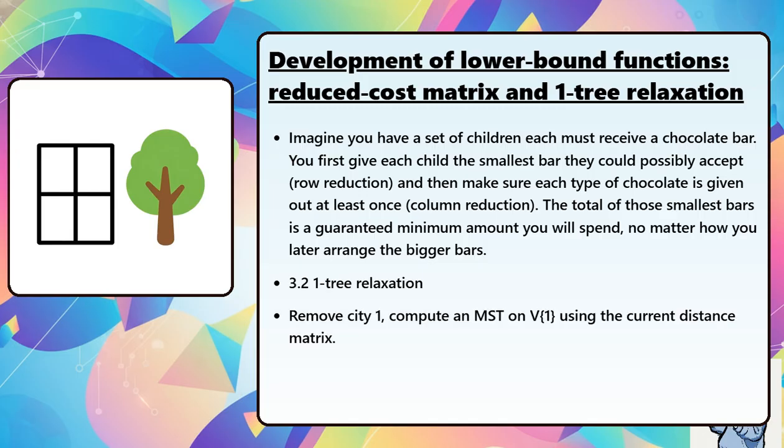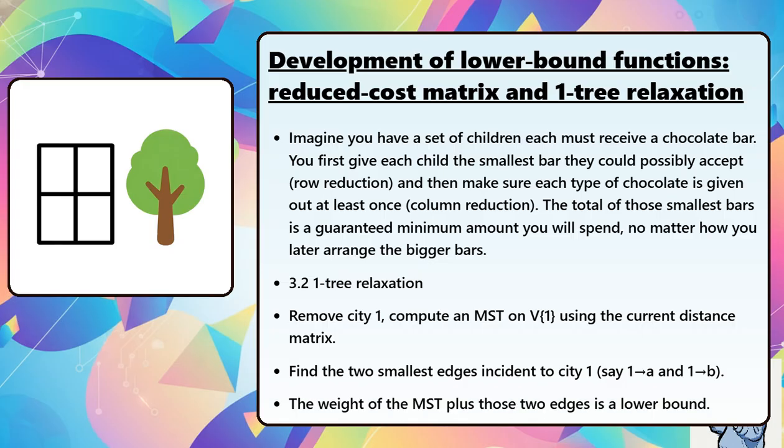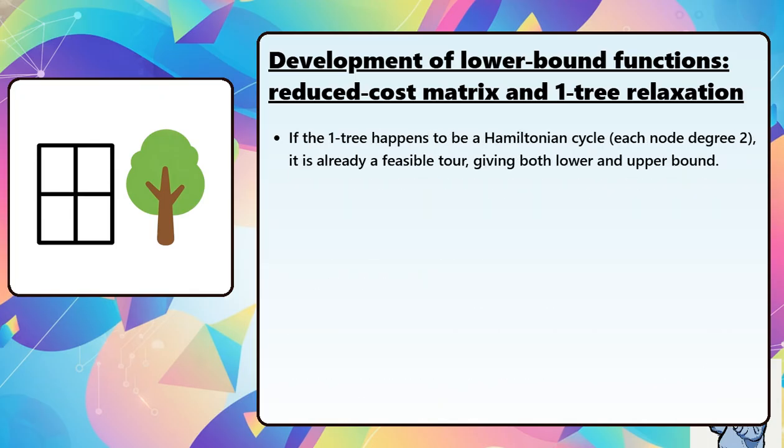3.2 One-tree relaxation. Remove city 1, compute a minimum spanning tree on V without 1 using the current distance matrix. Find the two smallest edges incident to city 1, say 1 to A and 1 to B. The weight of the minimum spanning tree plus those two edges is a lower bound. If the one-tree happens to be a Hamiltonian cycle, each node with degree 2, it is already a feasible tour, giving both lower and upper bound.